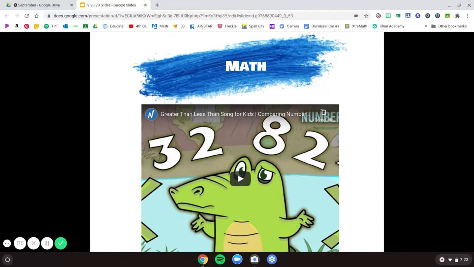Now, this is a skill you've been doing for a long time. We're just going to think back on how we compare numbers. You might have heard about the Hungry Alligator song. We're just going to watch it for a little bit. I want you to pay attention to how they line up numbers and how they compare, which way they compare. Is it from left to right or right to left?